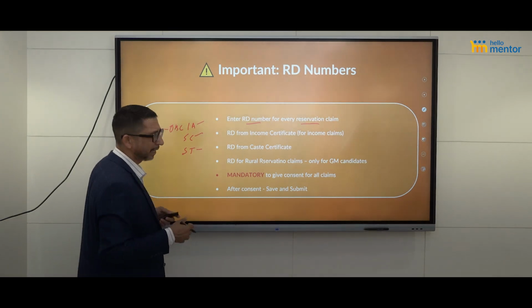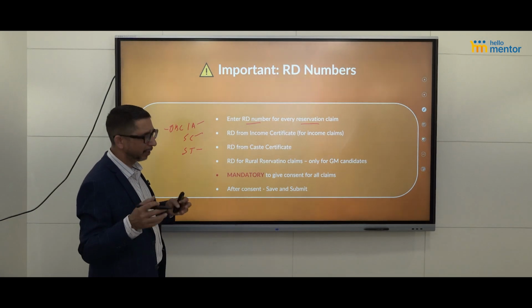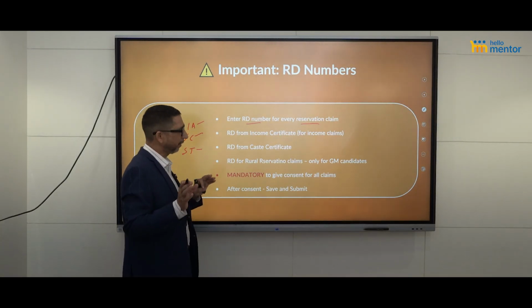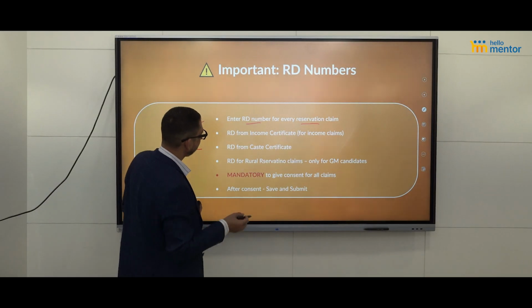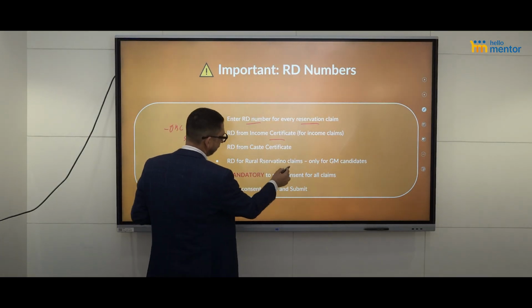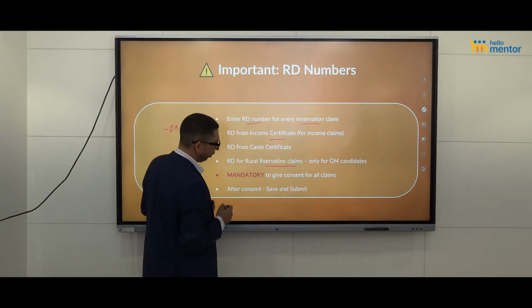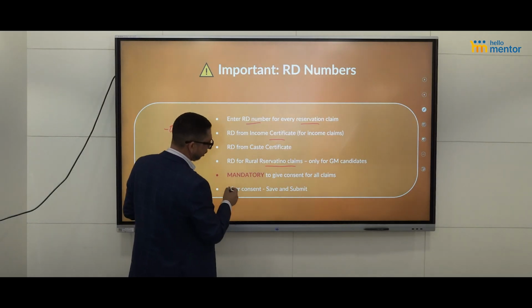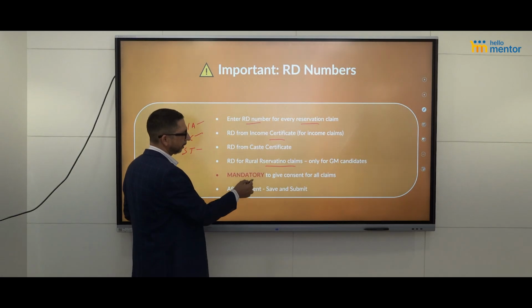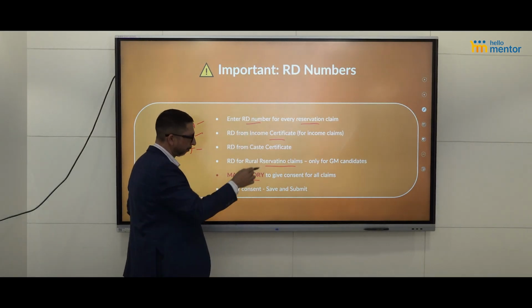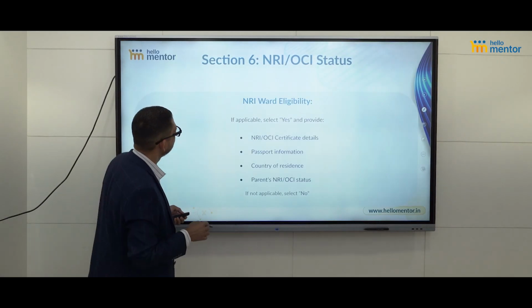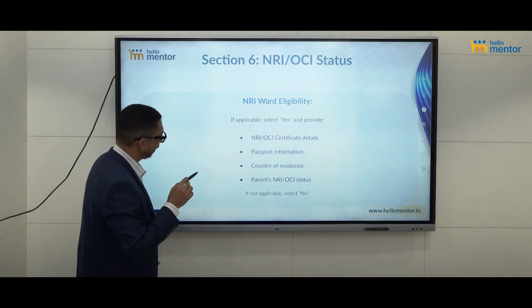For the rest of OBC, SC, ST, maybe 2A, 2B, 3A, 3B, you have to give only 1 RD number for the caste certificate and the income certificate both. Okay, fine, done. RD for rural reservation claims is only for general merit candidates, and it is mandatory to give consent for all claims. They will ask you, are you giving consent for this? So you have to give it because only then will they be able to fetch the data from the servers. After consent, submit.